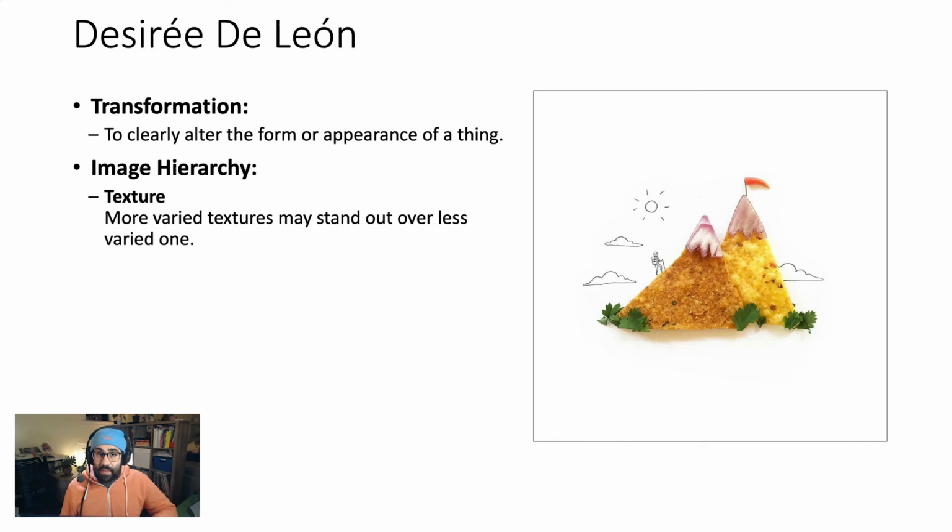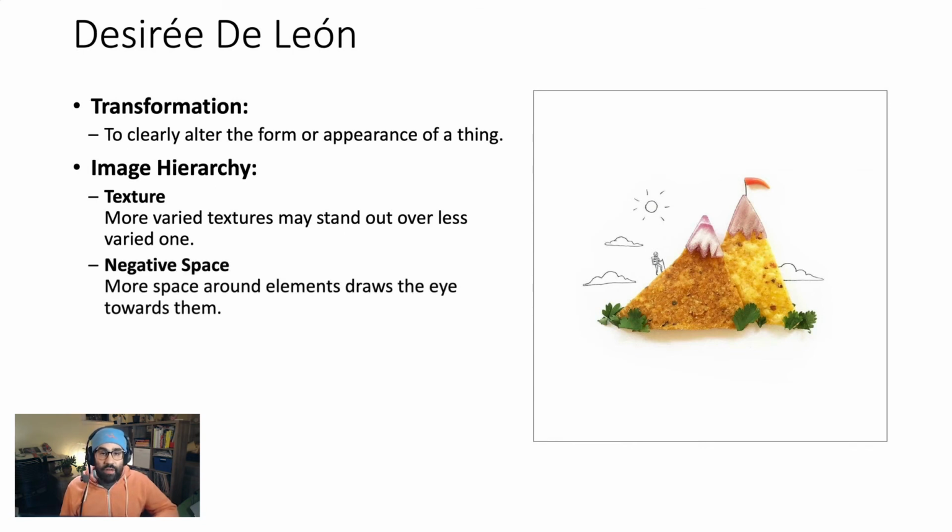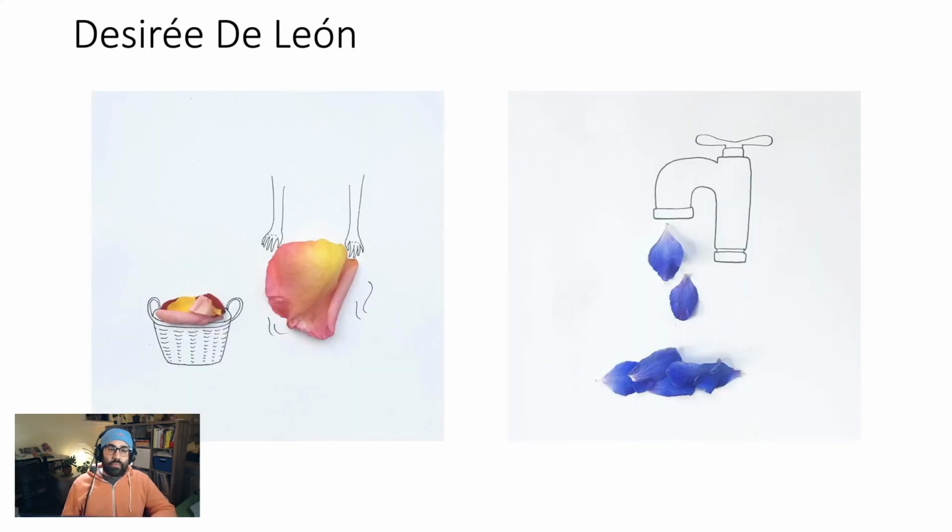Also, negative space, where more space around elements draws the eye toward them. Even taking the drawing parts into account, there's very little positive space aside from the food items in this image. Between that and the texture, we're really just drawn right there into the central part of the image. Similar things happening in these images. We could also think back to some earlier vocab terms like contrast and juxtaposition.